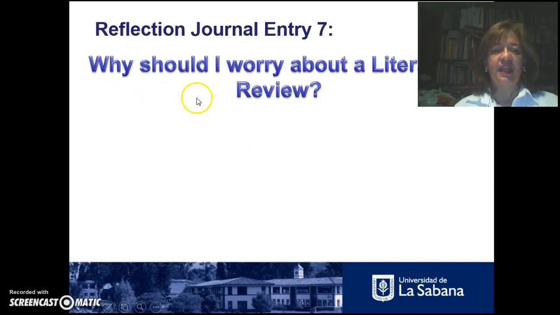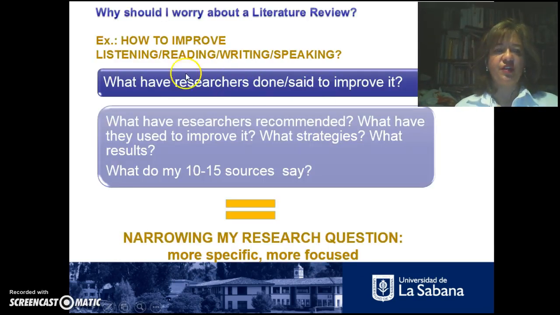Third question, why should I worry about literature review? To answer this question is because you need to know what researchers have done and said to improve any particular topic. Because you have to identify what researchers have recommended so far, what strategies have they used to improve so far, and what results have they got. This is what you have to say with your 10 or 15 resources.